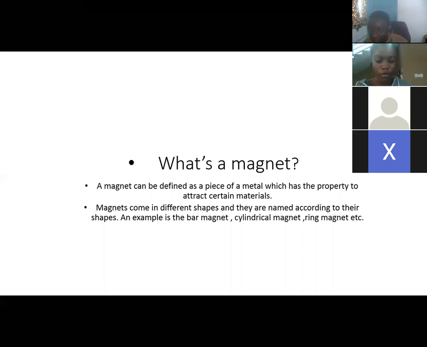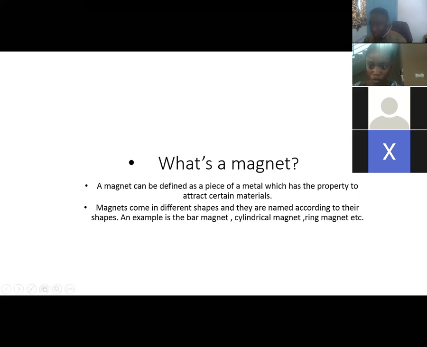Please, can you tell me what idea you have about magnetism? Just give me an idea about it, let me know. Magnetism is the process whereby a magnet attracts or repels a material. Okay, well said.